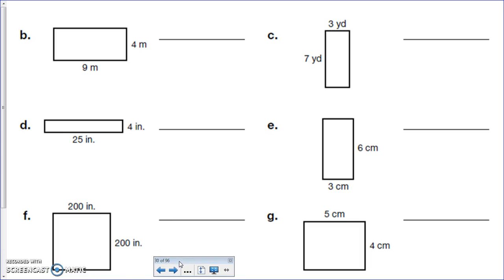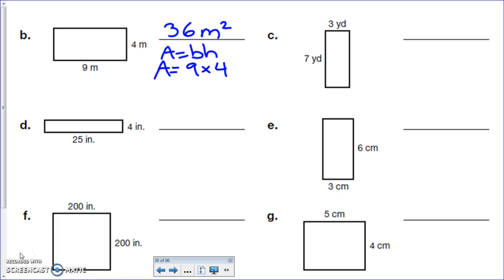For B, again, we have a rectangle, so the formula is area equals base times height. So we know then we're going to multiply 9 times 4. So then our area, 9 times 4 is 36, and our unit is meters, so we have 36 meters squared. And you need that little 2 after the unit there to show that it's area.